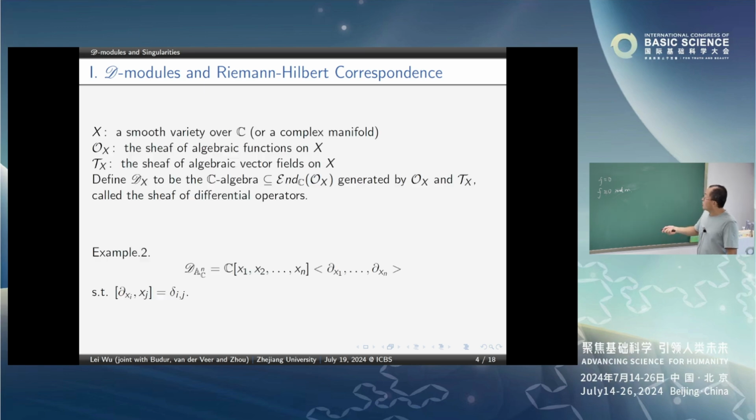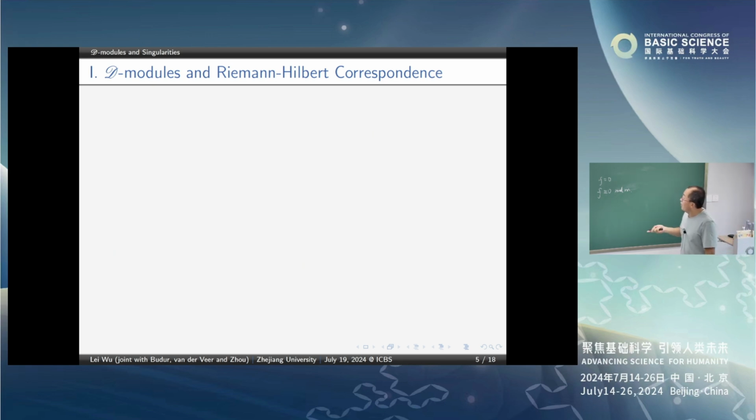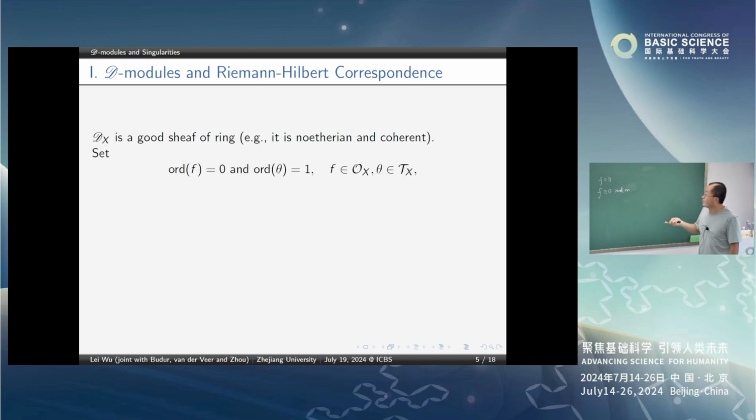So this is an example of differential operators, and D_X satisfies some very good properties. For example, it is Noetherian and coherent. And then we can define orders of differential operators by setting the order of sections of O_X to be 0, and the order of a vector field to be 1. Then we get the order filtration of D_X.